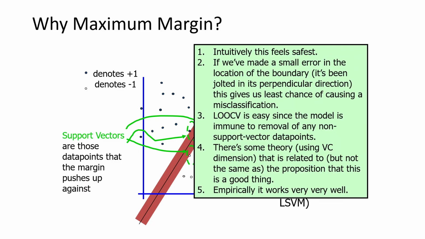So, why does the road have to be as big as possible? Very simple. Intuitively it feels safest, because then you can put as many data points as possible. Most important thing, if we make a small error, let us say in the location of this boundary, then what happens? This gives you the least chance of causing a misclassification. That means it gives you a very small error. That is the main aspect of this.